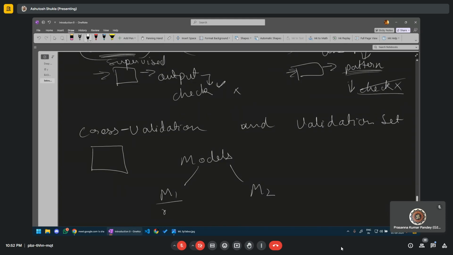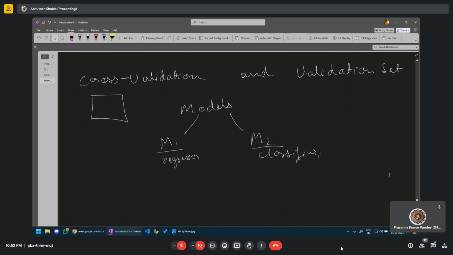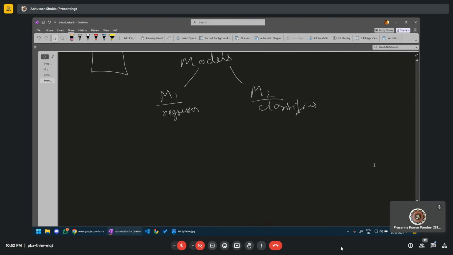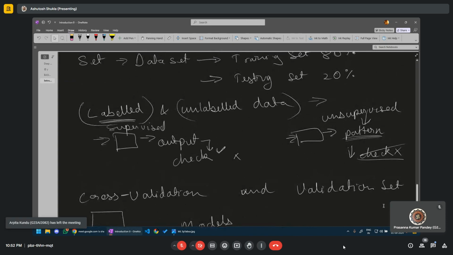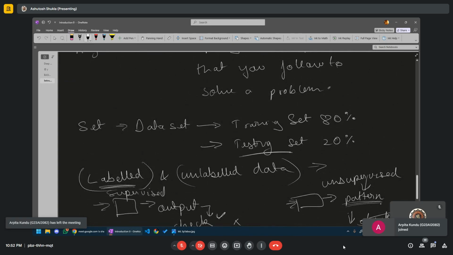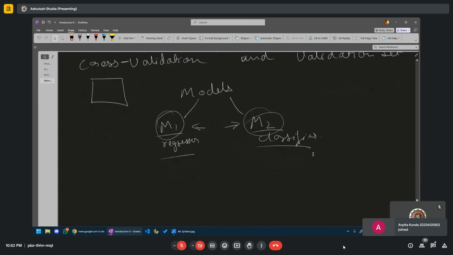This might be a regressor, this might be a classifier. By the way, there are certain very small problems that can be solved by both regressors and classifiers, so you could choose either M1 or M2 to go with. The process of validation is you trying to figure out if this model is better on the given data set or that model is better. The testing set is used as a validation set as well at times.